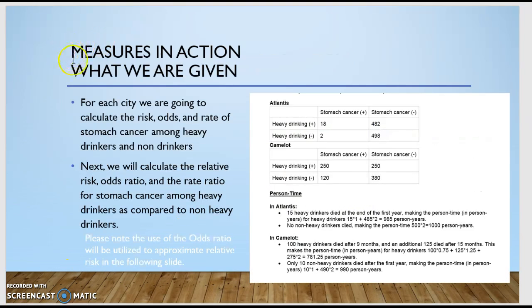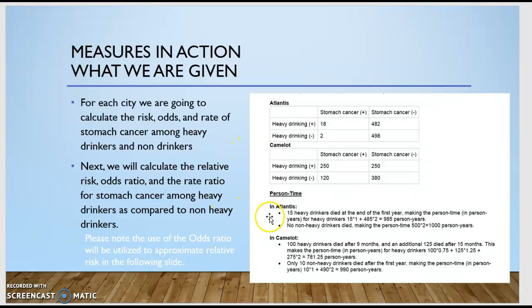Measures in action. Here's what we were given. For each city, we are going to calculate the risk, odds, and rate of stomach cancer among heavy drinkers and non-heavy drinkers. Next, we will calculate the relative risk, odds ratio, and the rate ratio for stomach cancer among heavy drinkers as compared to non-heavy drinkers. Please note the use of the odds ratio will be utilized to approximate relative risk in the following slide.